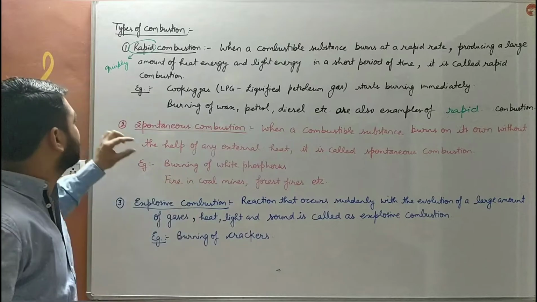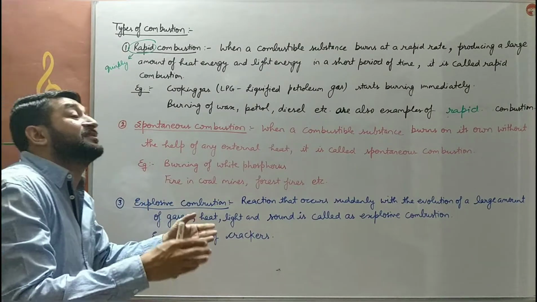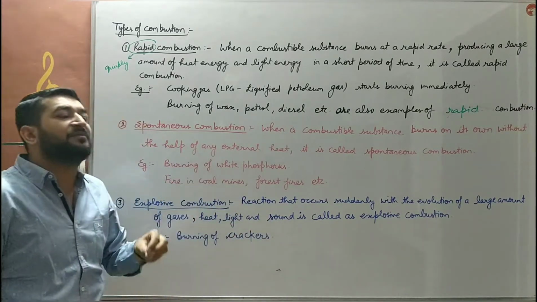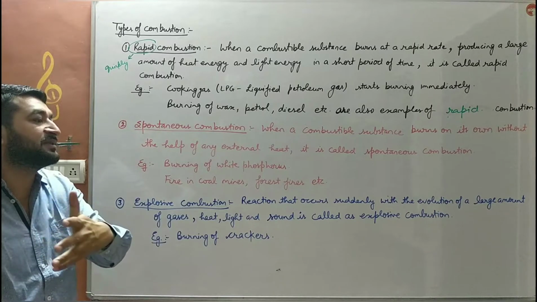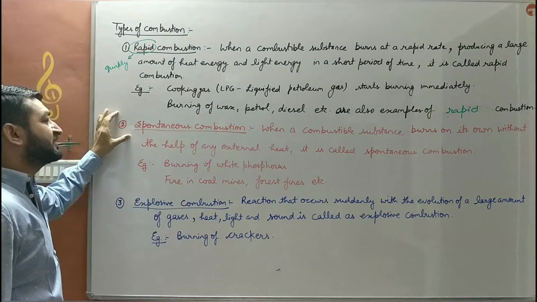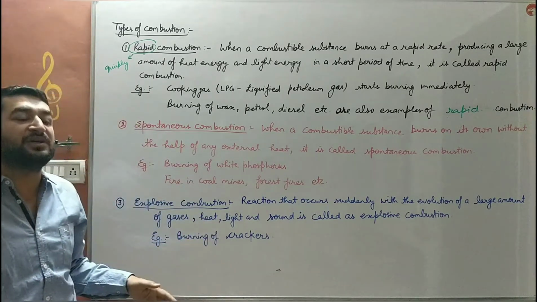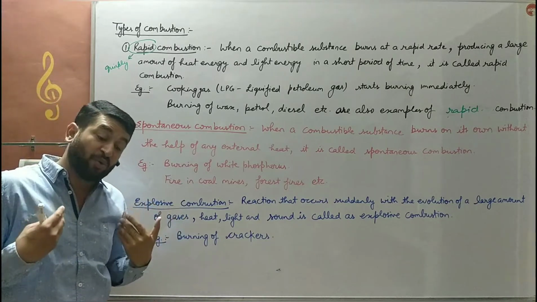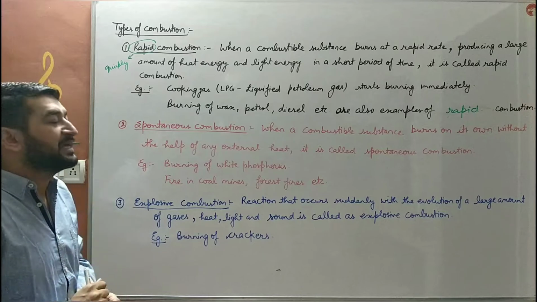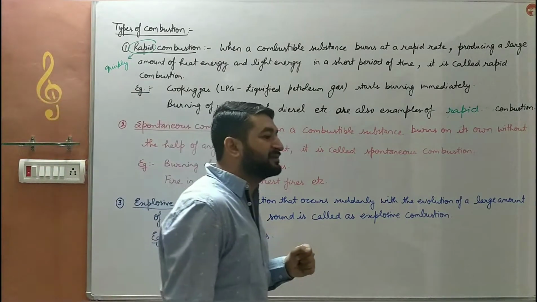What is the basic difference between this and this? In this we must provide certain external heat. We must bring near a flame, we must bring near certain heat. Whereas in spontaneous combustion, no external heat is required. A substance burns on its own by its own body temperature, on its own surface temperature. That kind of combustion is known as spontaneous combustion.